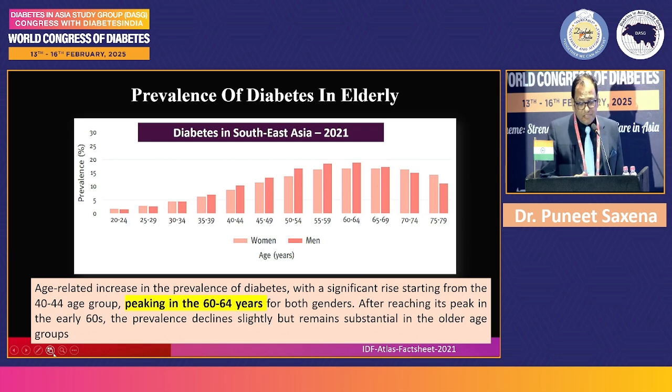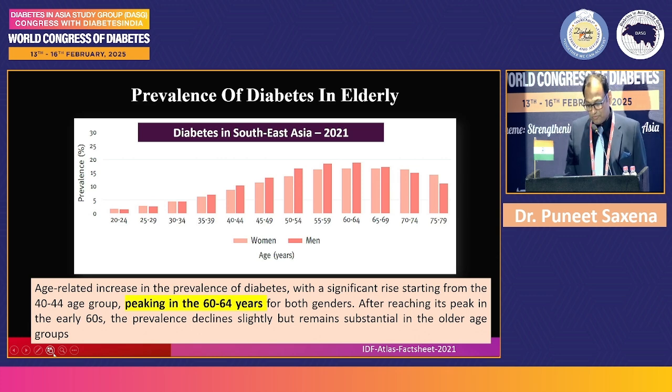So this is the prevalence of diabetes in the elderly. Although we have younger diabetics in India as compared to the Western population, the majority of the numbers lie between the fifth and seventh decade, or you can say the eighth decade, with a peak reaching around 60 years of age. But the peak does not decline because of reversal; it declines just because of mortality. The drop after 60 years is happening because of the mortality of these elderly people, not because of any reversal.